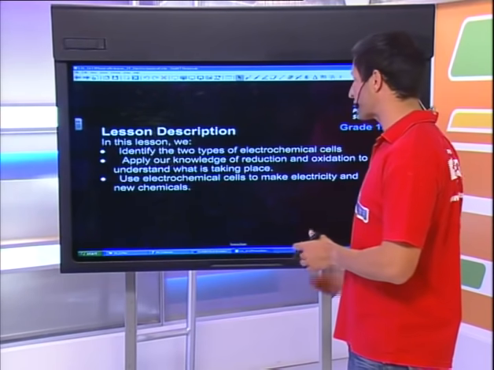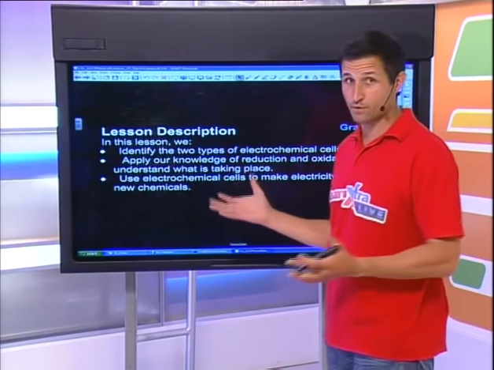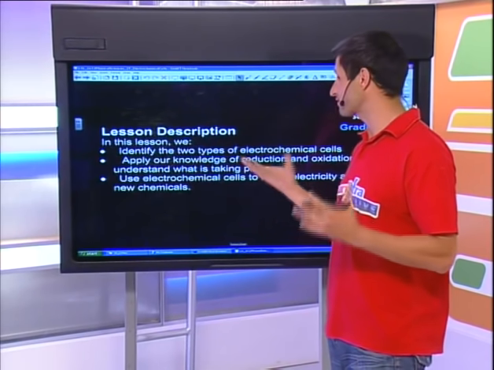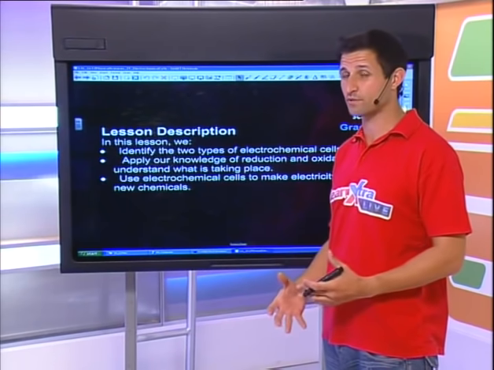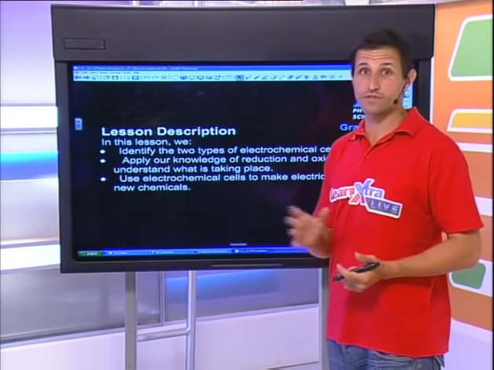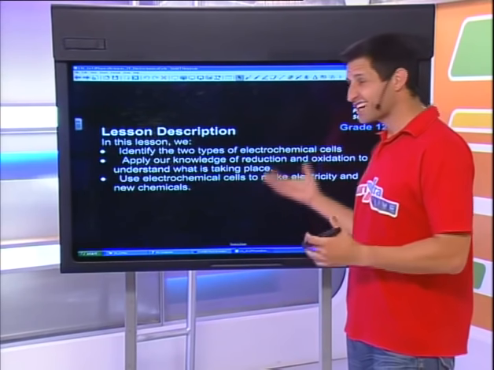Let's start dealing with electrochemical cells. Let's first find out what we're going to be doing. The first thing that we're going to do is differentiate between two different types of electrochemical cells. And that's very important. You've got to know what you're dealing with before you can understand how to deal with it. And then we're going to apply some knowledge to reduction and oxidation.